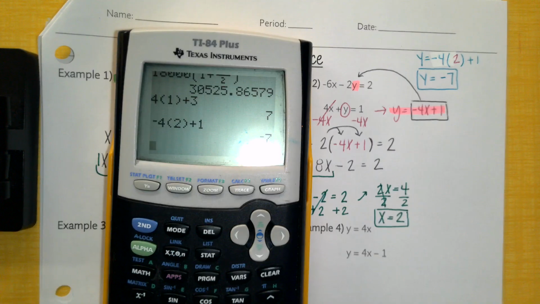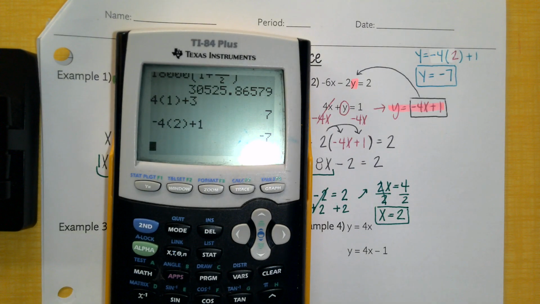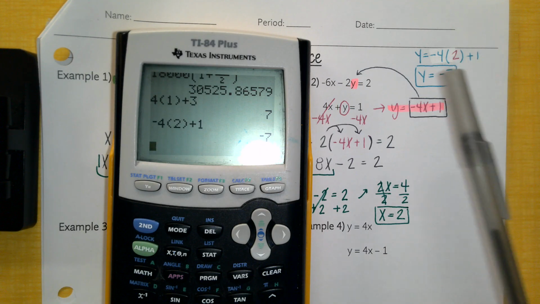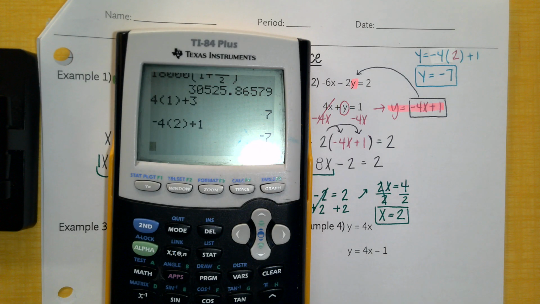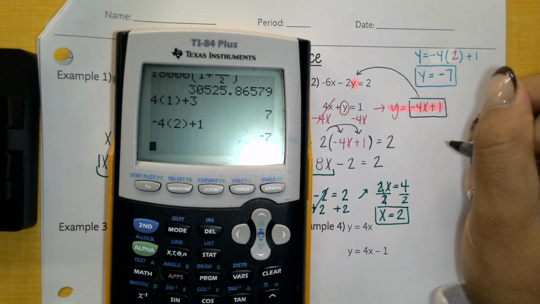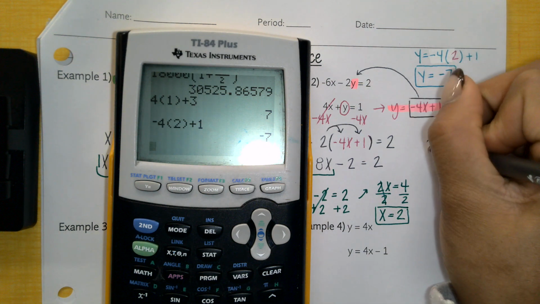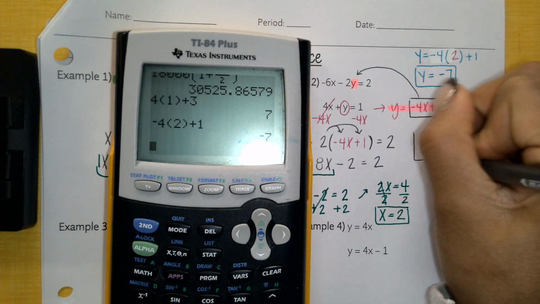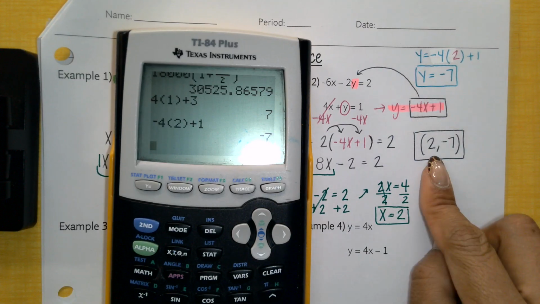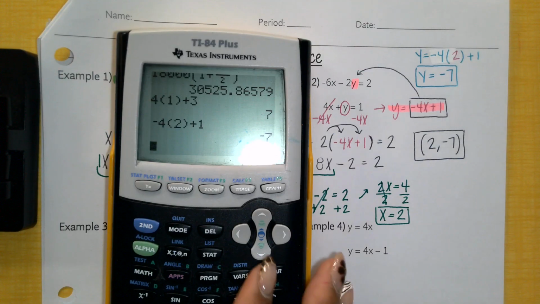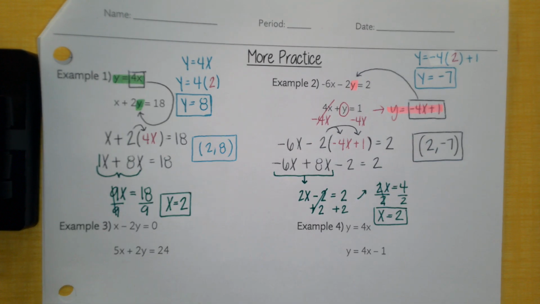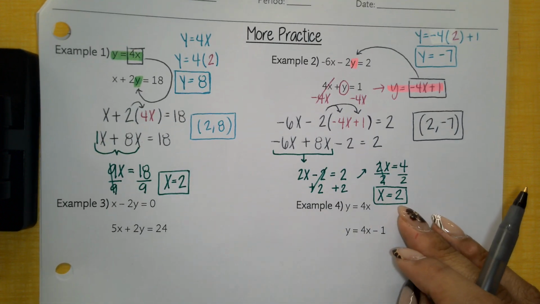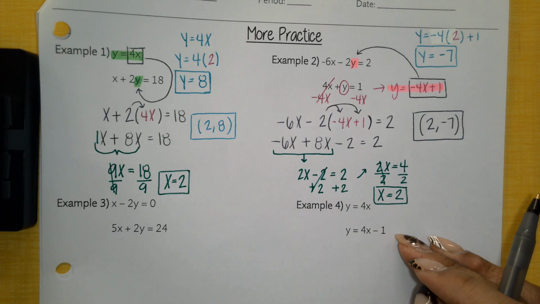So what's going to be my final answer? Aaron said negative 7. Okay, but we need our final answer to be as a pair. So how do I write it as an ordered pair? You need it as 2, comma, negative 7. Make sure you put it in parentheses. It has to look like this, or else you're going to get points taken off. All right, any questions on number 2?